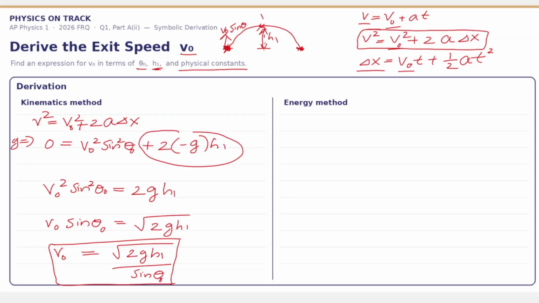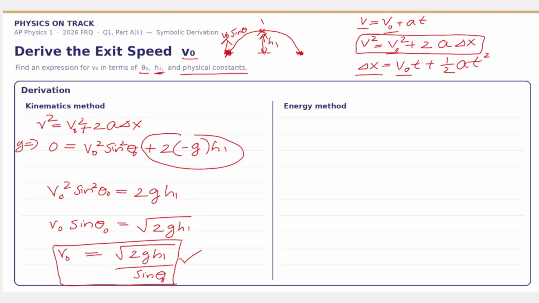G is a physical constant, so that is fine. So the expression he got is correct here. Now let's see how we can solve this using the energy method.